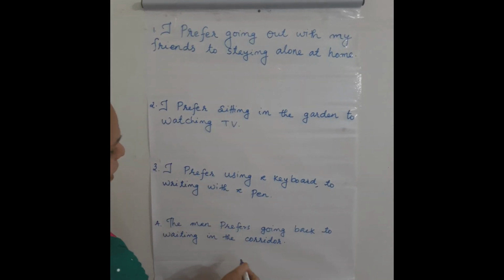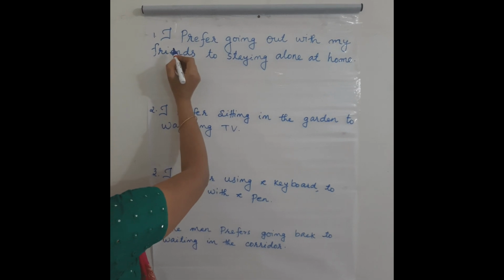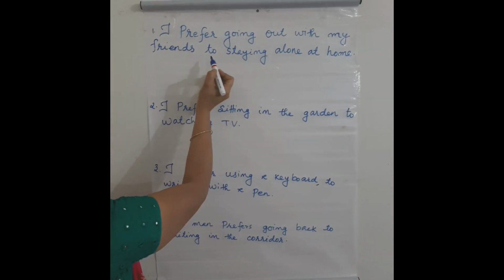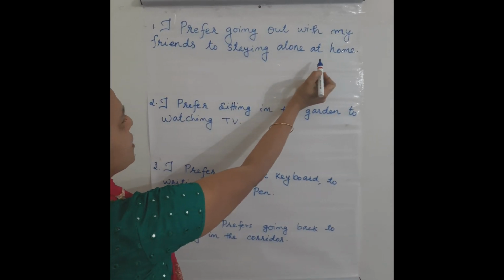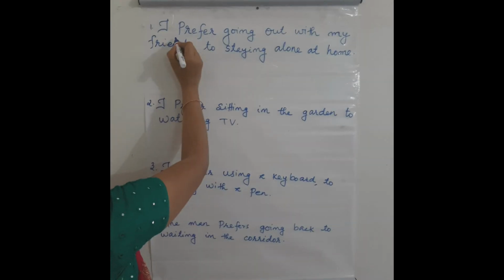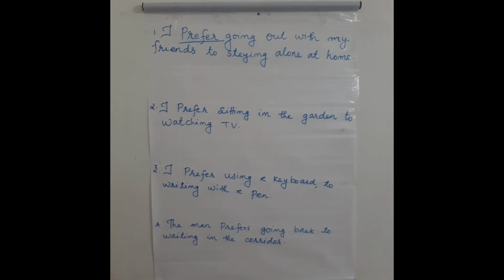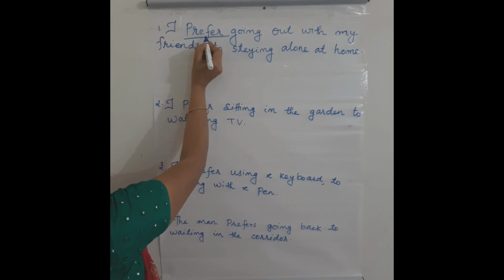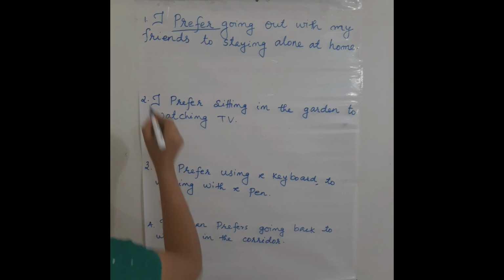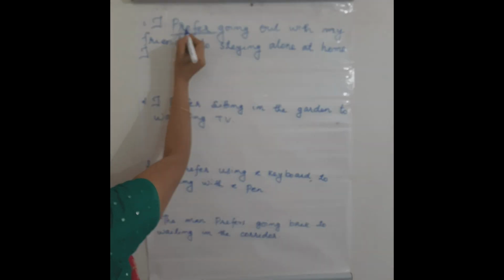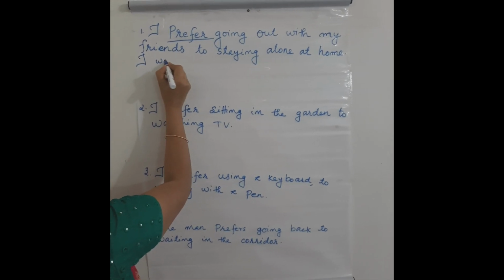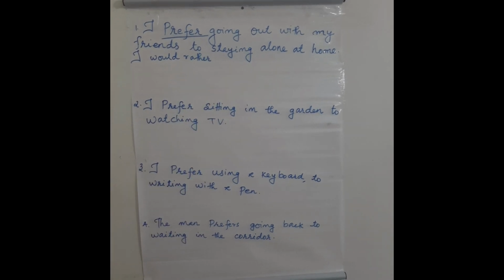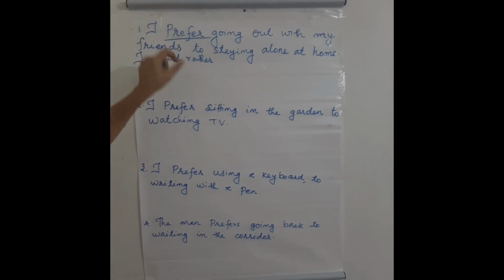Let's take this for example. So the first one is this. I prefer going out with my friends to staying alone at home. Here, instead of this prefer, you can use would rather. Both have the same meaning. So would rather we use instead of prefer. Shall we just try how it would be? Instead of prefer, what are you using? Would rather. So it would come like this: I would rather. This is very easy. Instead of prefer, you are using would rather.